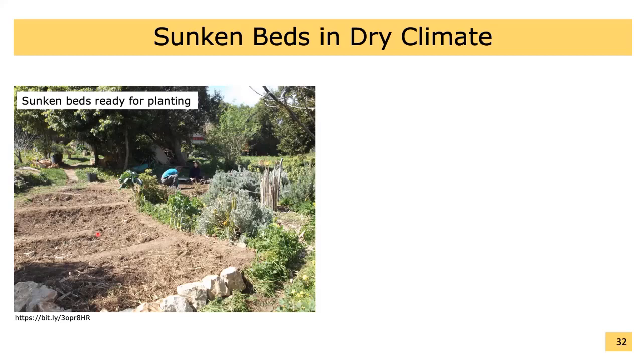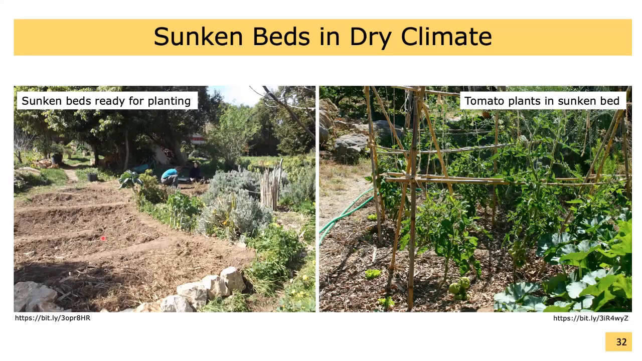Sunken beds capture maximum rainfall, retain moisture effectively, prevent soil erosion, and reduce the need for irrigation. They also protect plants from drying winds and sun. If needed, young plants growing in the sunken bed can be covered by placing palm fronds or other material over the bed to protect them from extreme heat. An example of tomato plants in a sunken bed in dry climate.